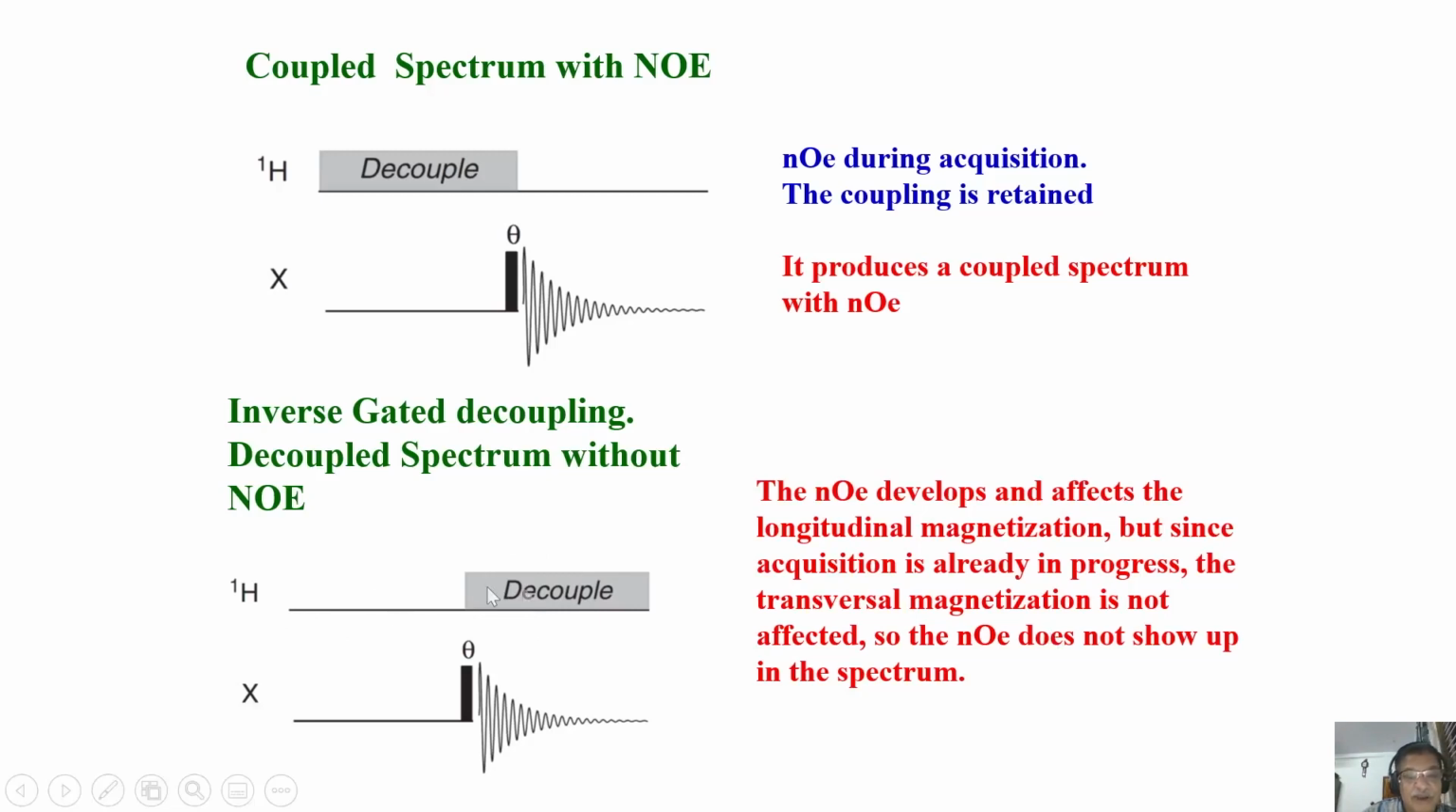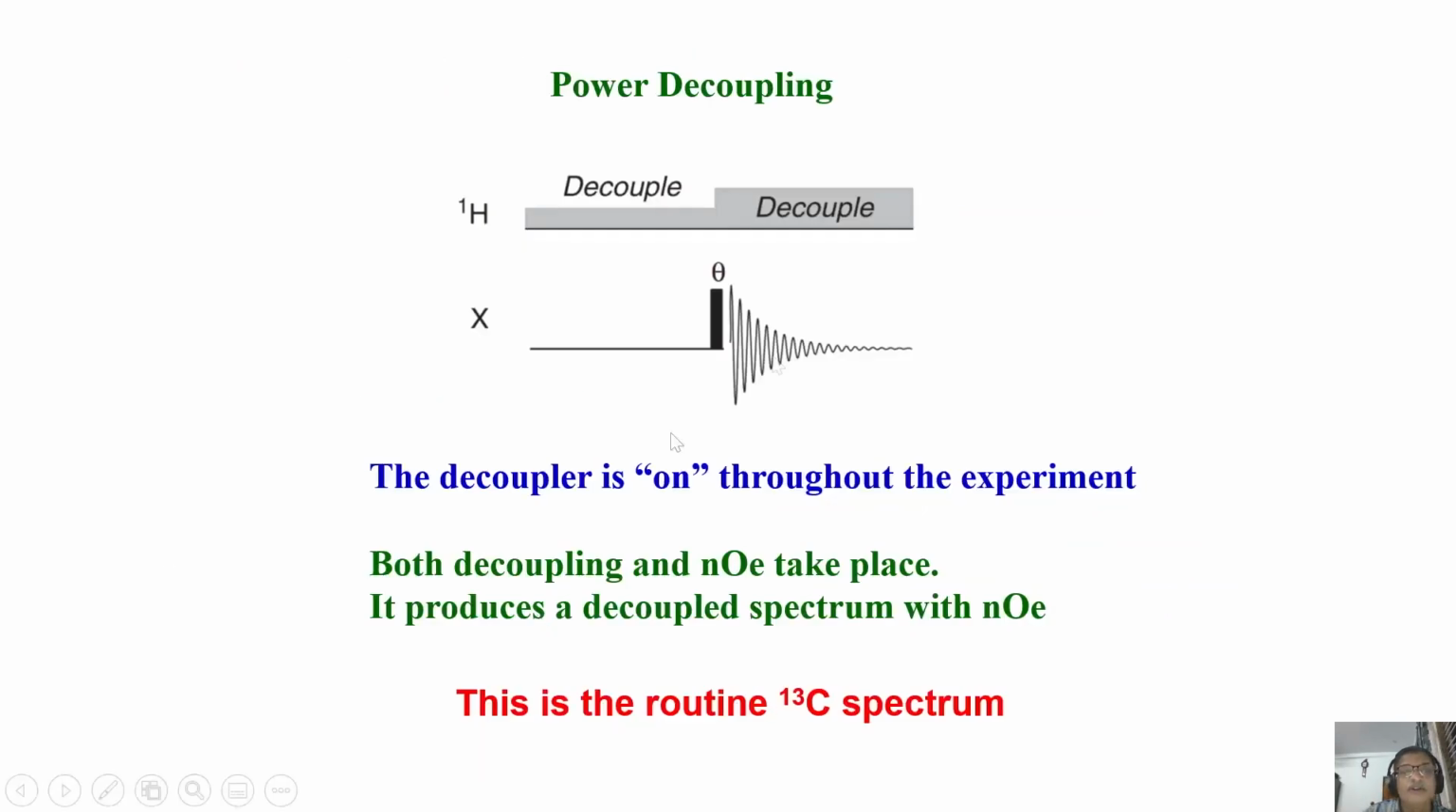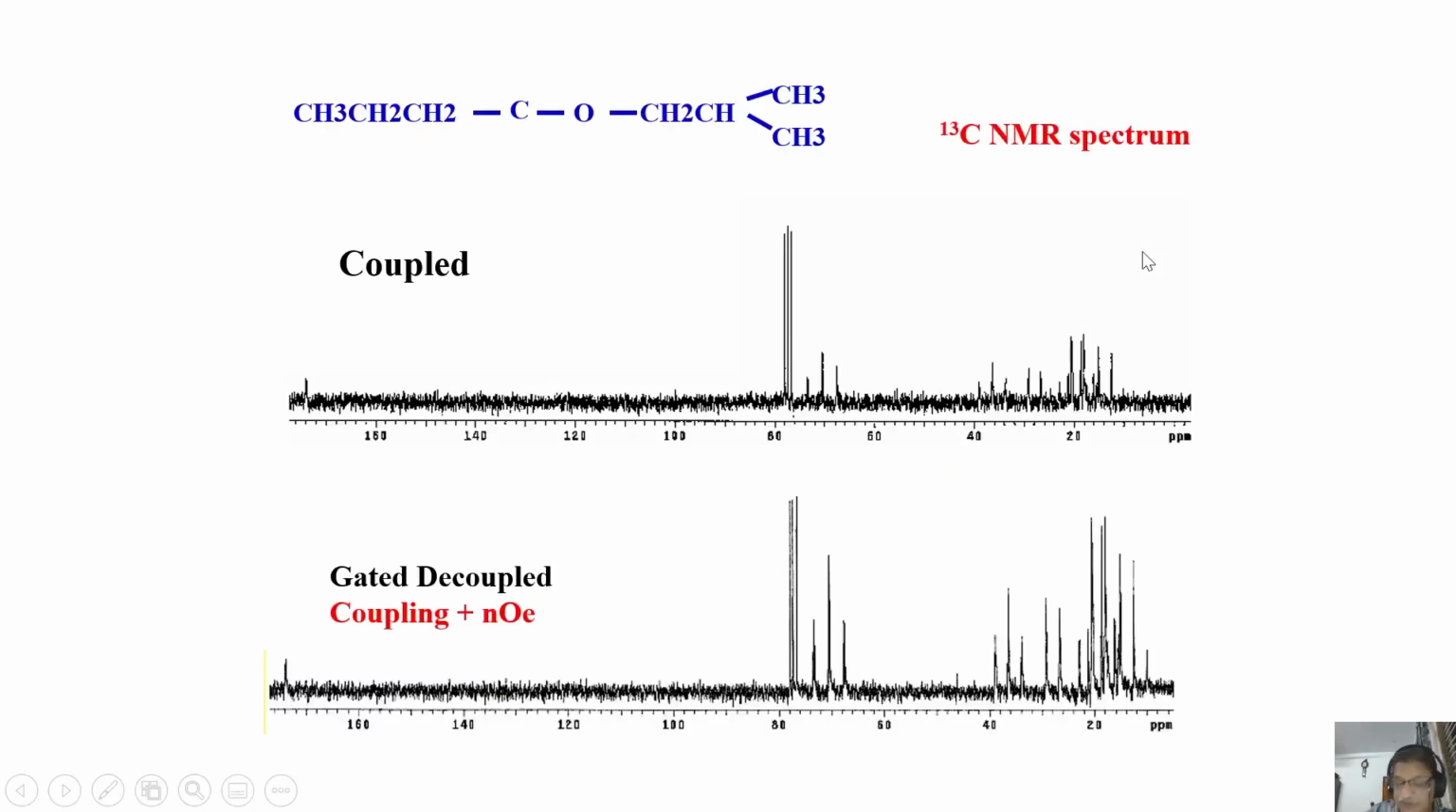Here you don't apply power before, you apply power only during acquisition. You are going to get no NOE but only decoupling. This is a decoupled spectrum without NOE. You can also do power decoupling, that is, continuously keep applying the power. Then you are going to get decoupling on throughout the experiment. This is the decoupling and NOE experiment. This is the routine carbon-13 spectrum that you do. And this is what we see.